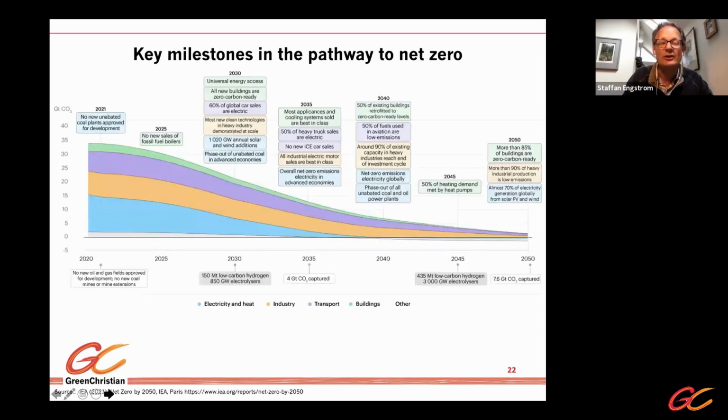Now, this is the last chart here, and I like this one, key milestones in the pathway to net zero, because it puts some great challenges. You might argue about the timeline, but what are the challenges? So number one, we've heard about this in the papers, no new unabated coal plants approved for development. 2025, no new sales of fossil fuel boilers. 2030, universal energy access, all new buildings zero carbon. 60% of global car sales are electric.